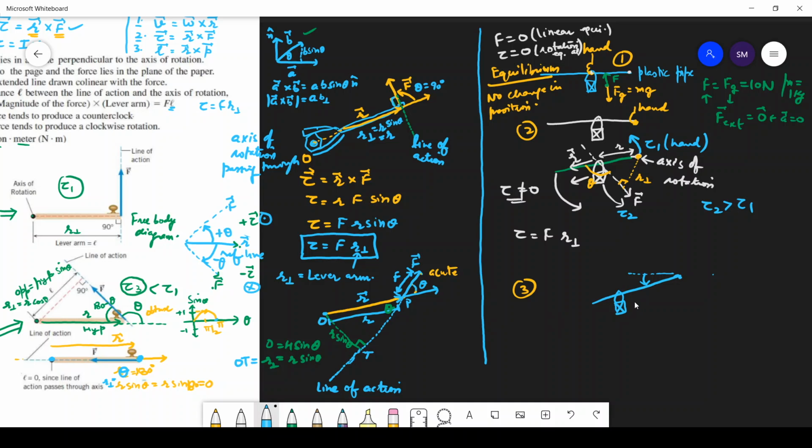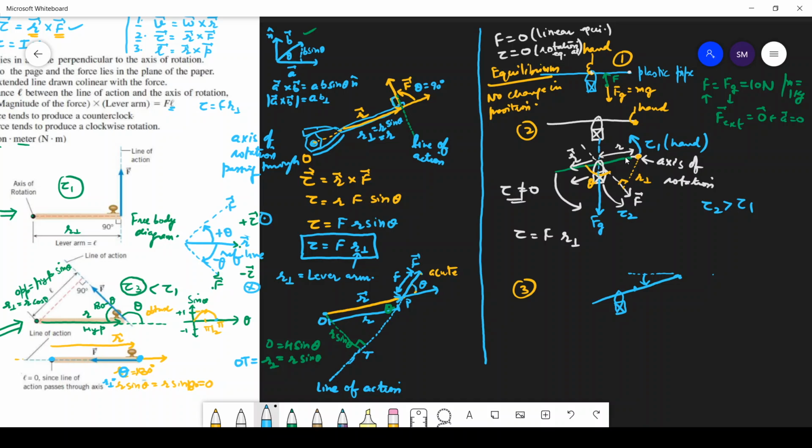So students, as this bag has come down from this position to this position, you can see that this is your line of action of the force. This is the direction of the torque, but the line of action of force is your gravitational force, which is pulling it down. Okay, so this was your line of action.